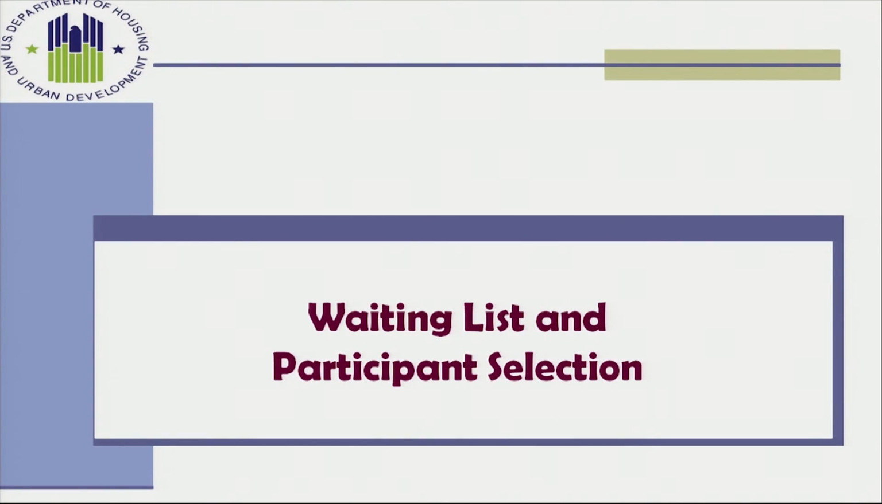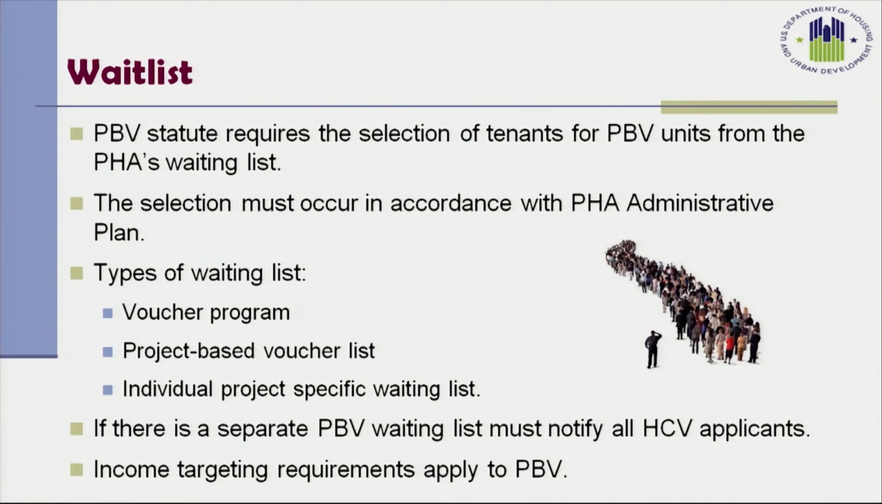I'm Tiffany Johnson, and we're going to talk about occupancy and rent calculation. The first subsection is waiting list and participant selection. The PBV statute requires the selection of tenants for PBV units from the Public Housing Authority's waiting list. The selection must occur in accordance with the PHA's administrative plan.